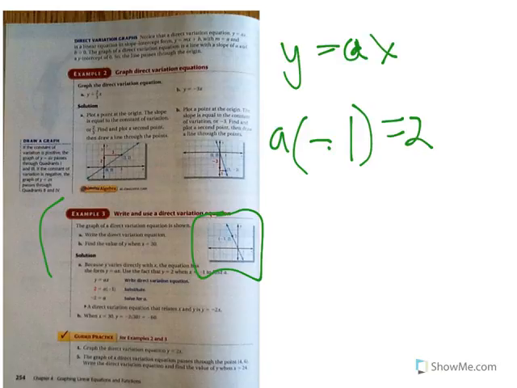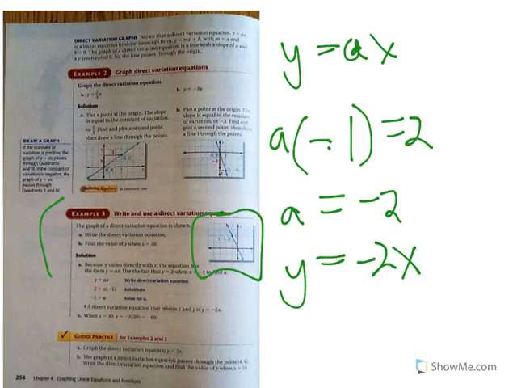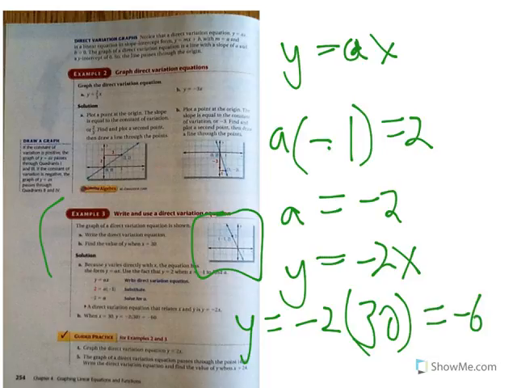So I just switch this around a little bit. Y equals AX, that means that A times -1, because I'm just plugging in a point that's on the actual line, is equal to 2. So when I solve for it, A is going to be equal to -2. So then I can just plug that back in, so Y is equal to -2x. So when X's value is 30, it's going to be -2 times 30 is equal to Y, so that's going to be -60. So that's how you figure out these sort of examples when you graph something like that.